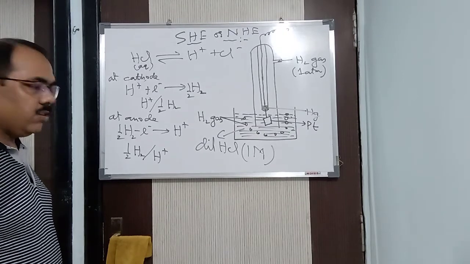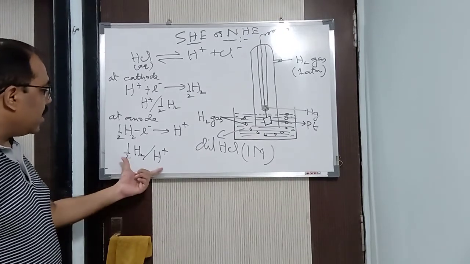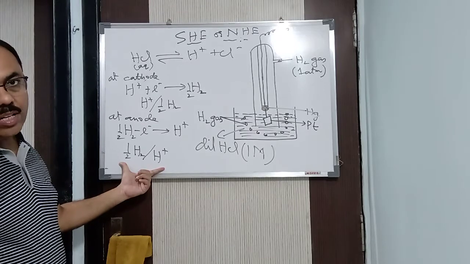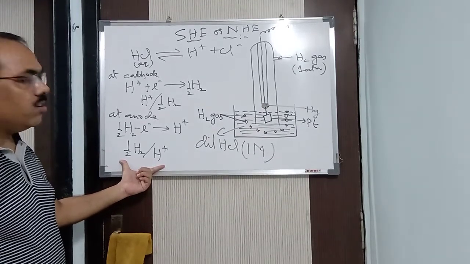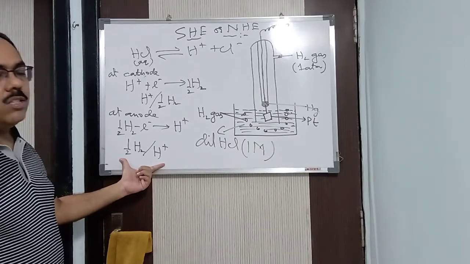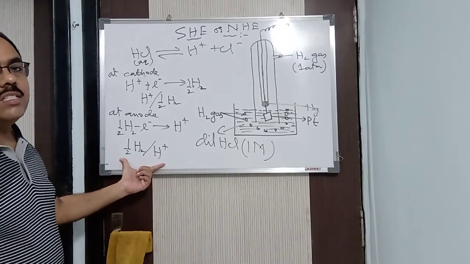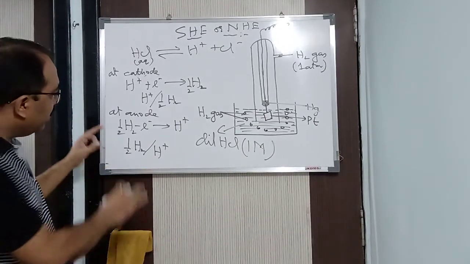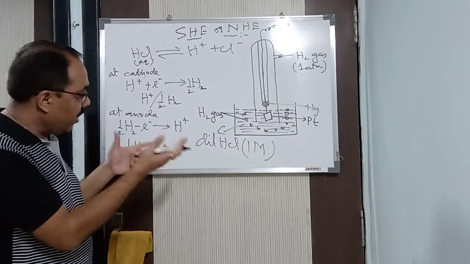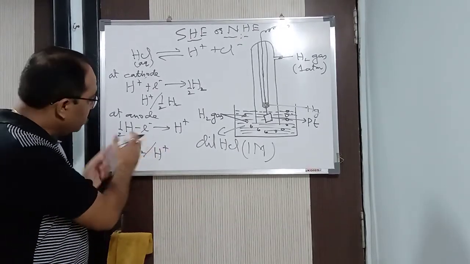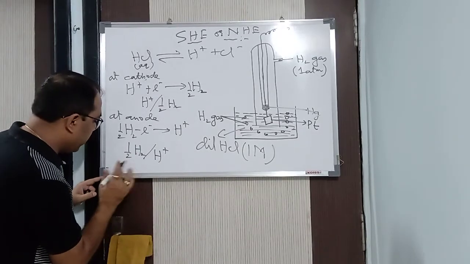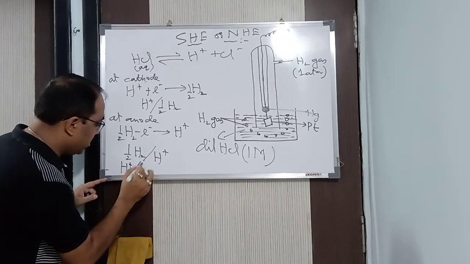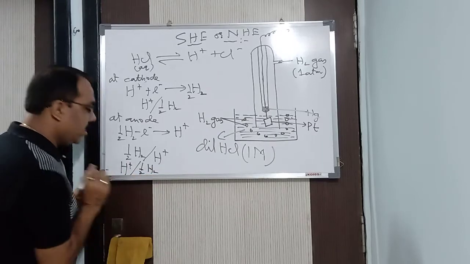Now, while putting this value in E cell to calculate the EMF of the cell, this has to be converted into reduction potential. Last class I said that oxidation potential always has to be converted into reduction potential. How do we convert it? Just change the sign. But here there is no value, so I will change the equation itself. When it is in reduction potential, it becomes H+ / half H2, isn't it?